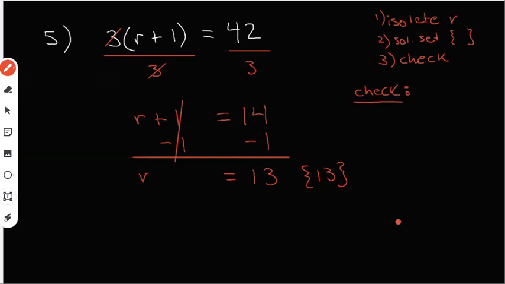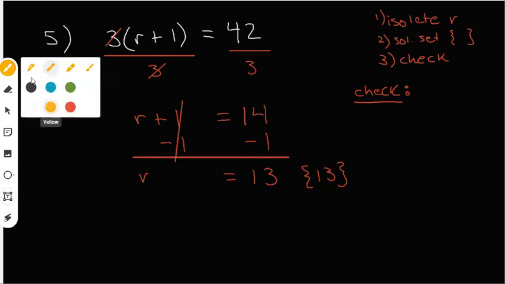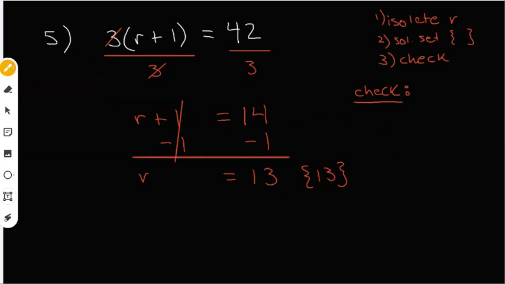Okay, so I always start off with the original equation. 3 times r plus 1 is equal to 42. I know that my solution should be 13. So I'm going to let r be 13, but everything else is going to stay the same. So now I have 3 times 13 plus 1 is equal to 42.